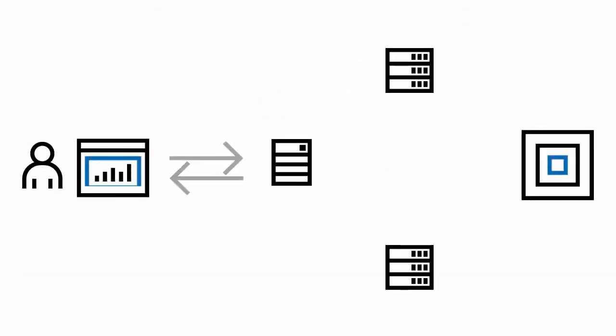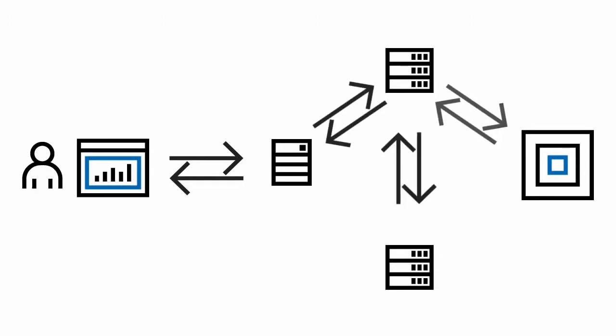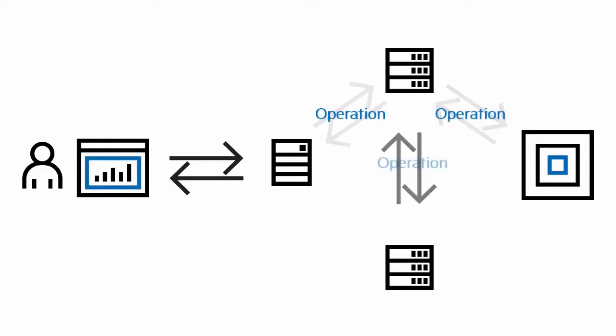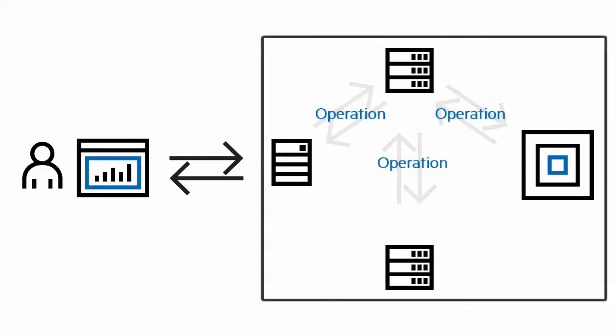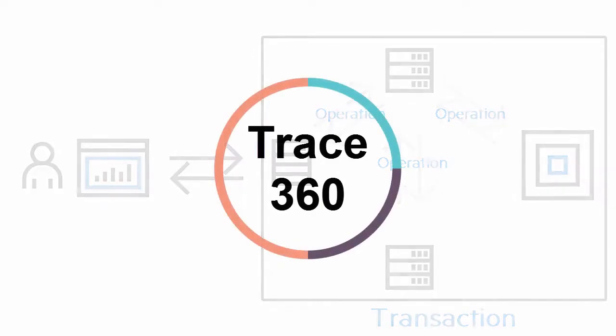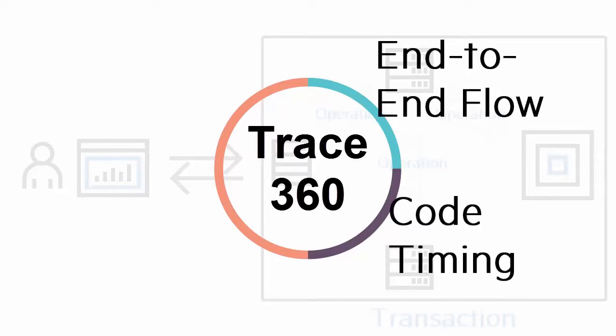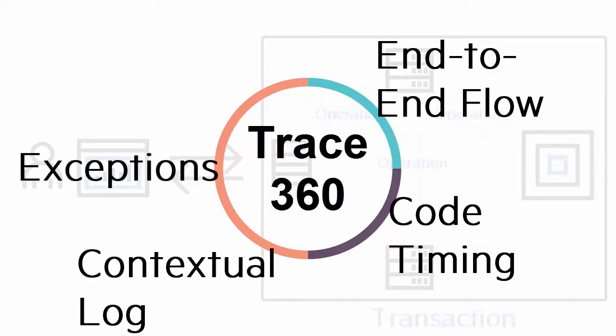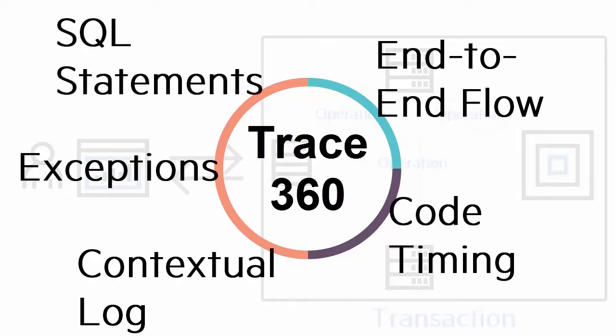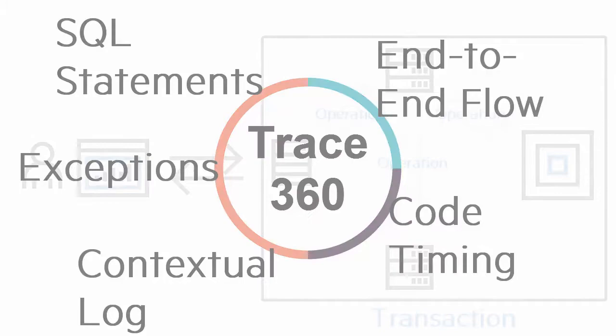When a user views a page, the server delivering the page typically connects to other services, which in turn connect to even more services, to gather content for the page. In Apple's Trace, each connection between services is called an operation, and all the operations for the page make up a transaction. Trace 360 traces all aspects of transaction execution, including end-to-end flow, code timing, contextual log, exceptions, and SQL statements. Let's take a look at a sample use case.